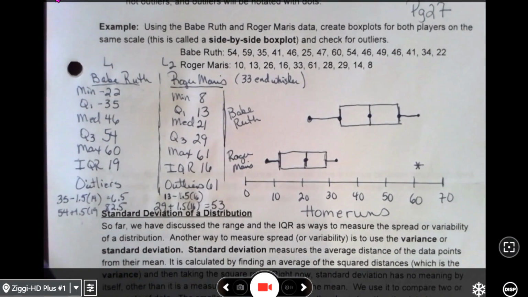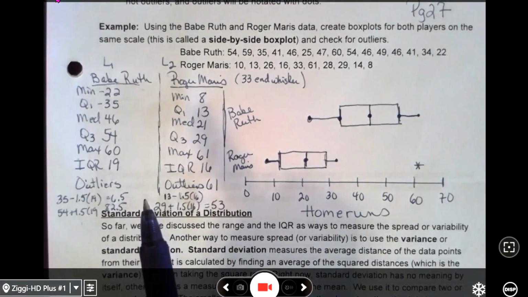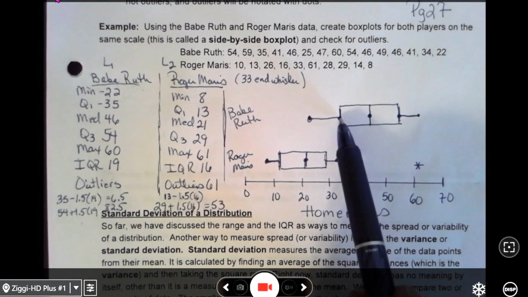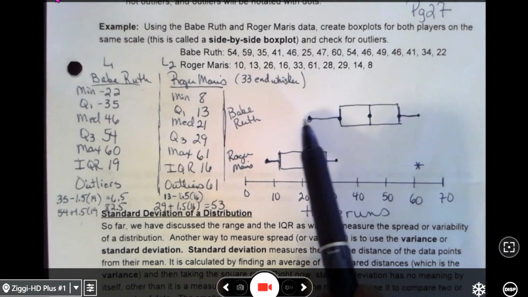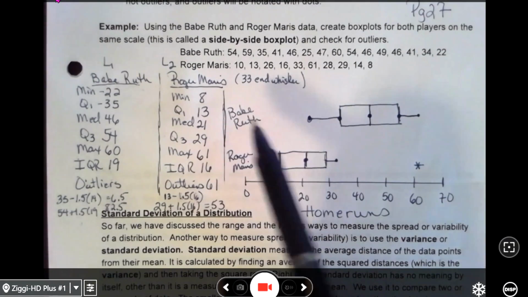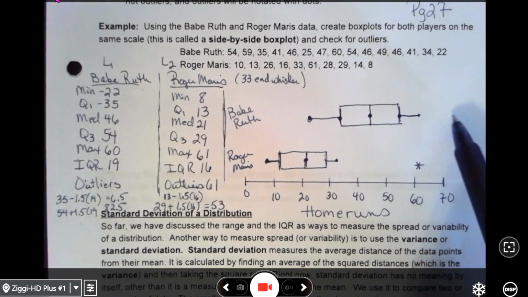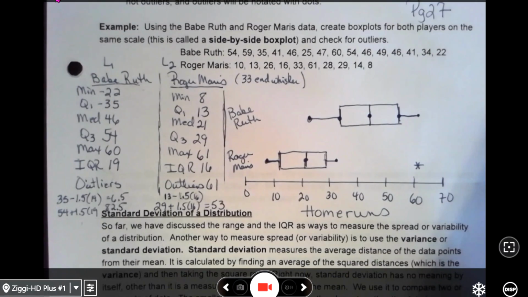So from the Q1, you're going out, right? So you got to subtract. And then from Q3, you're going out that way. So you got to add the 1.5 times IQR.